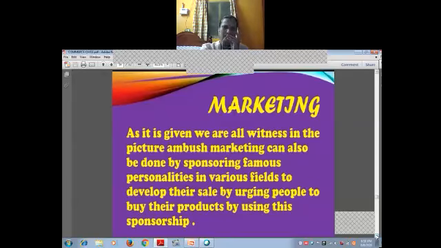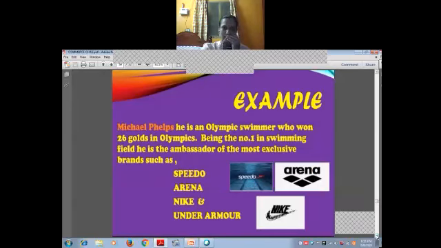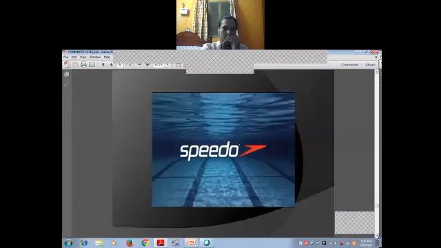Okay. This event we have all witnessed in the picture. Ambush marketing can also be done by sponsoring famous personalities in various fields. So that famous personality will come and say about the product. So automatically people buy the product. For example, Byju's, isn't it? Shah Rukh Khan or somebody will come and say about the product, no? So they are urging people to buy their product by using their sponsorship. So he is giving sponsorship. Some famous personalities will introduce it. So, Speedo, Arena, Nike, Under Armour, like that.